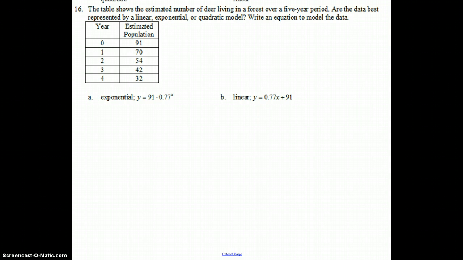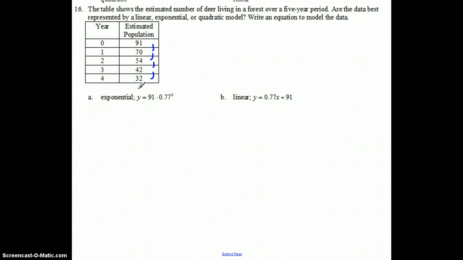Okay, now on this one. This one says the table shows the estimated population of the deer living in a forest over a 5-year period. Are the data best represented by linear, exponential, or quadratic model? Write an equation to model the data. Now the good thing for us is it's either going to be exponential or linear. So we have two choices. We can go through and graph this, which would certainly work. But also remember, if it's linear, then the change has to be the same all the way down. So let's just see on this one if it happens to be the same.